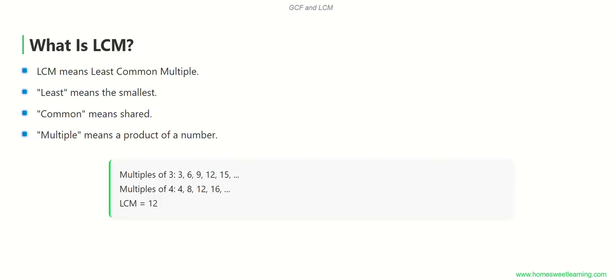Now let's look at LCM, which stands for least common multiple. Least means smallest, common means shared, and multiple means numbers you get by multiplying. So for example, multiples of 3 are 3, 6, 9, 12, 15, and so on. Multiples of 4 are 4, 8, 12, 16, and so on. The first number they both hit is 12, so the LCM is 12.